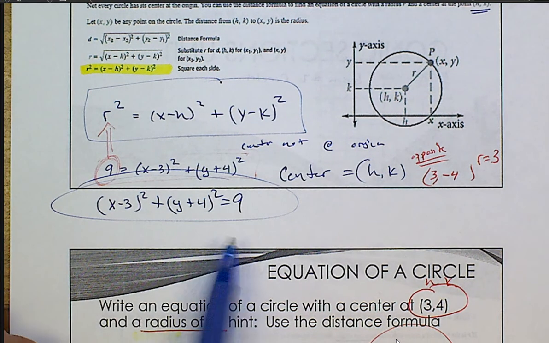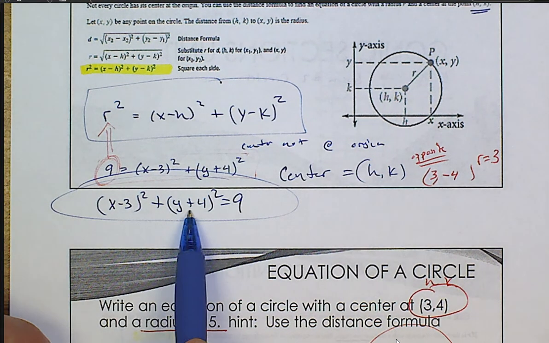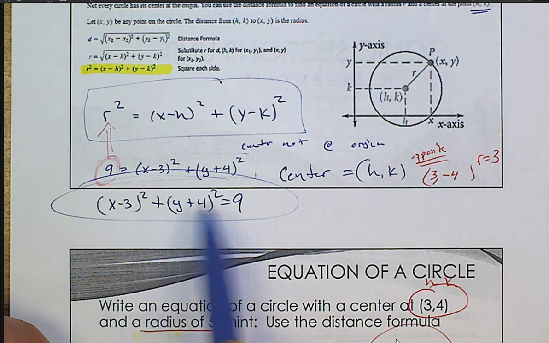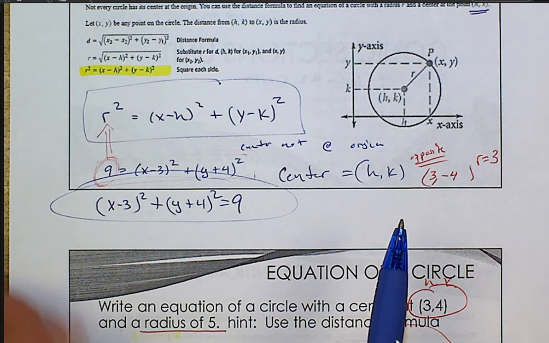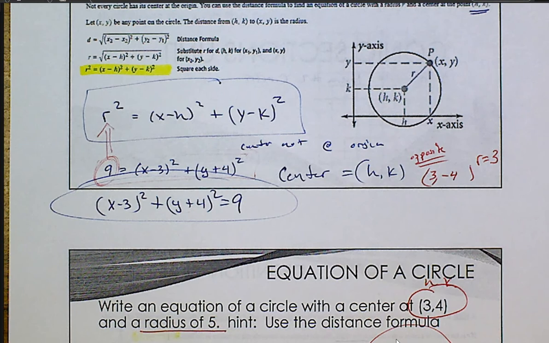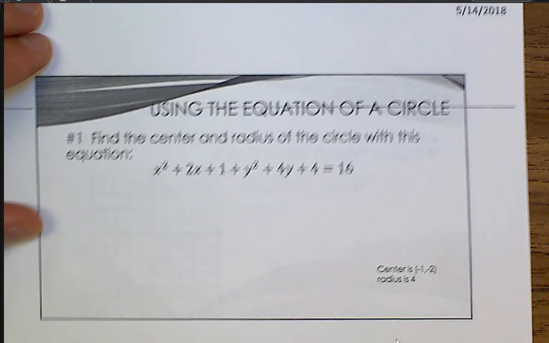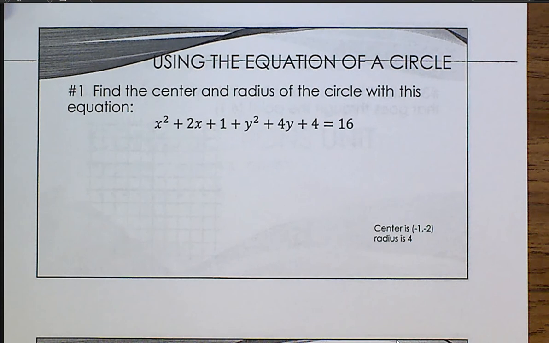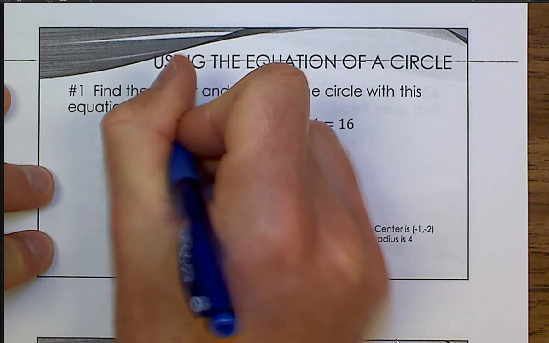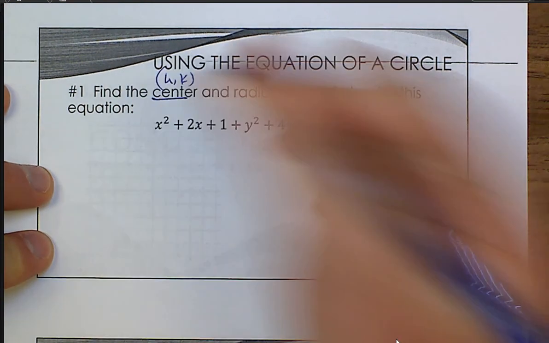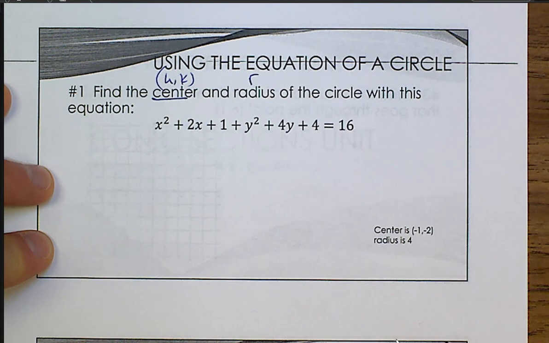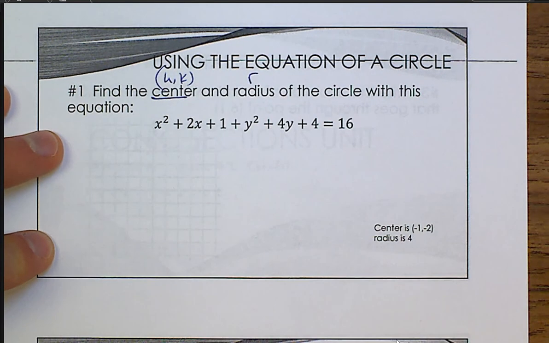But just saying like, hey, identify this center. Oh, 3, negative 4. What's the radius? Square root of that, 3. Those are some basic type questions that you should know how to do just by knowing that equation. These are a little tougher. All right, so it says find the center, h, k, I always like to write this out, and the radius, which we know is r, of the circle with this equation. The answer is down here so we can check to see how we did when we get there.